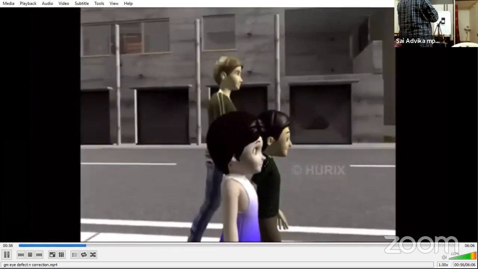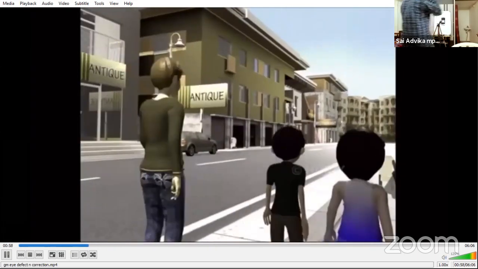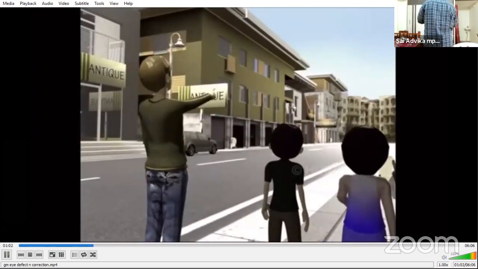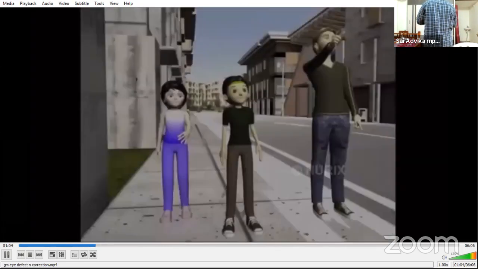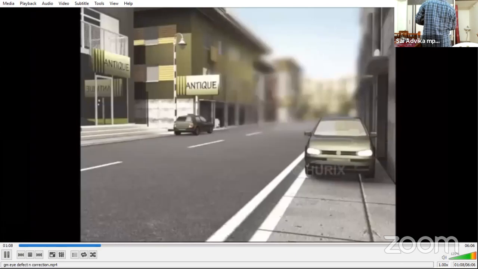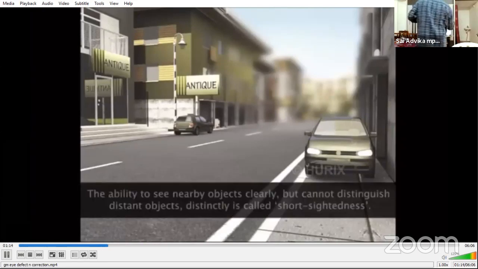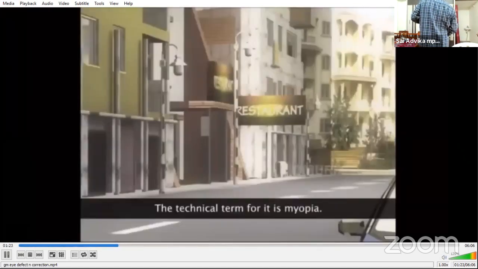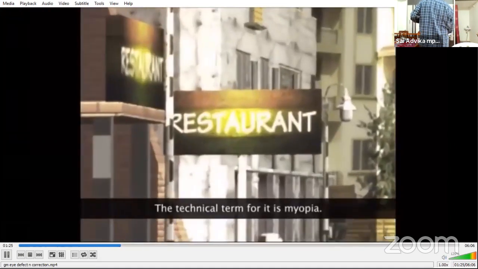Tony and his friends were walking in a market street while Tony points to a distant restaurant. Tony is able to read all the signboards, while his friend is able to read the nearby signboard, but not the name of the distant restaurant. The ability to see the near objects clearly, but not the far objects, is called short-sightedness. The technical term for it is myopia.